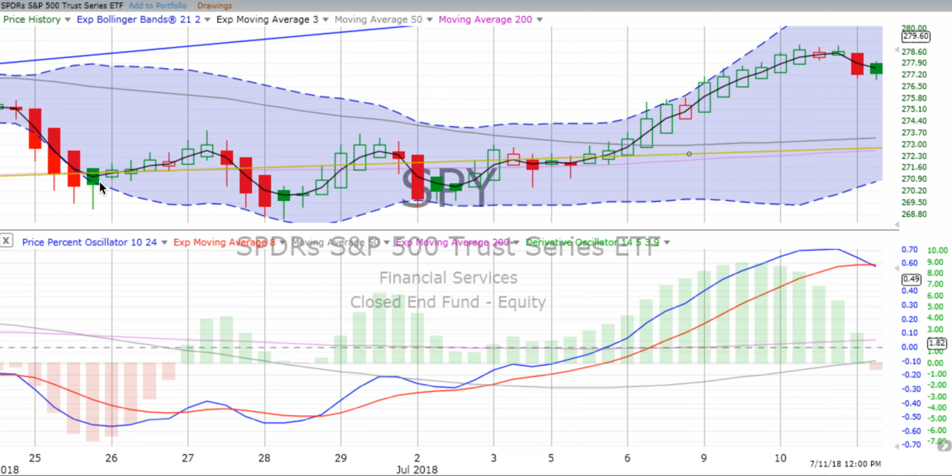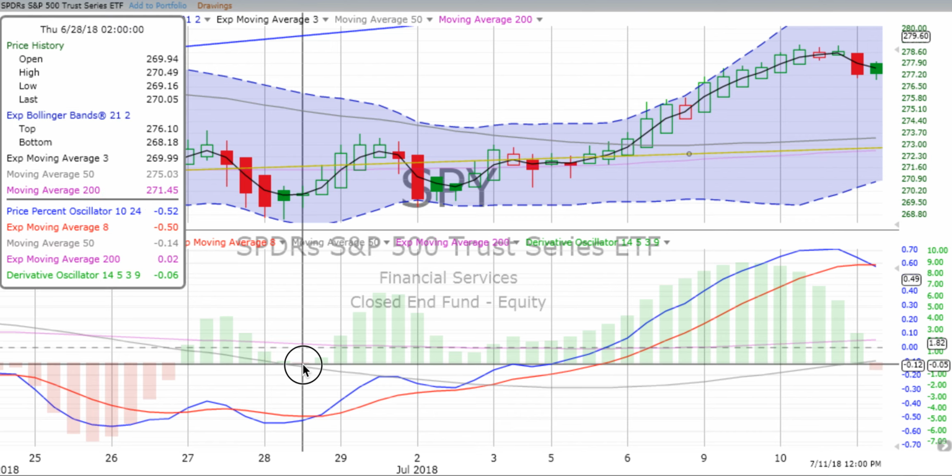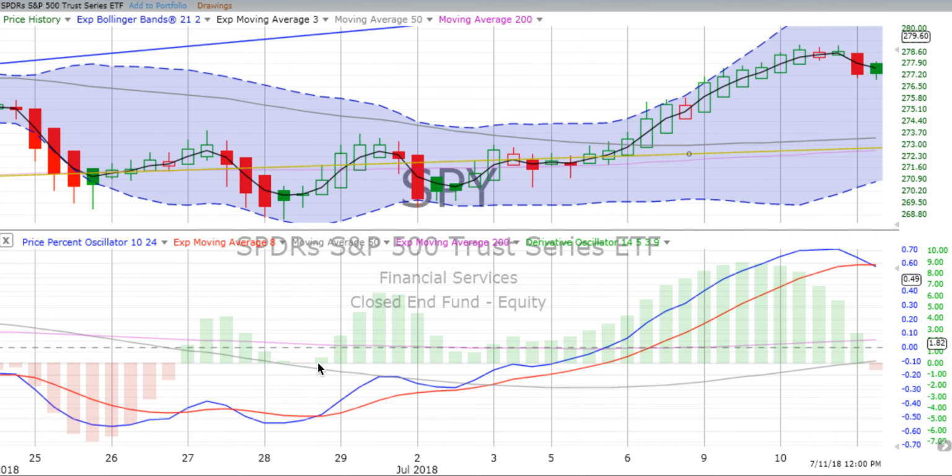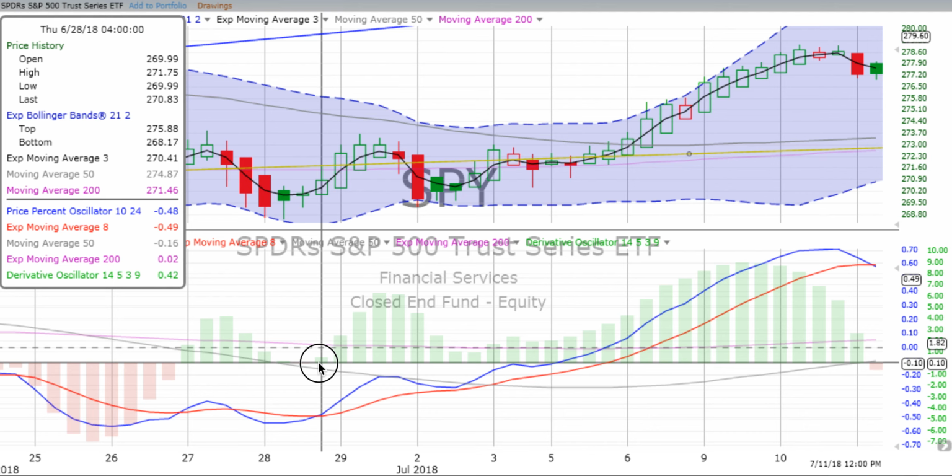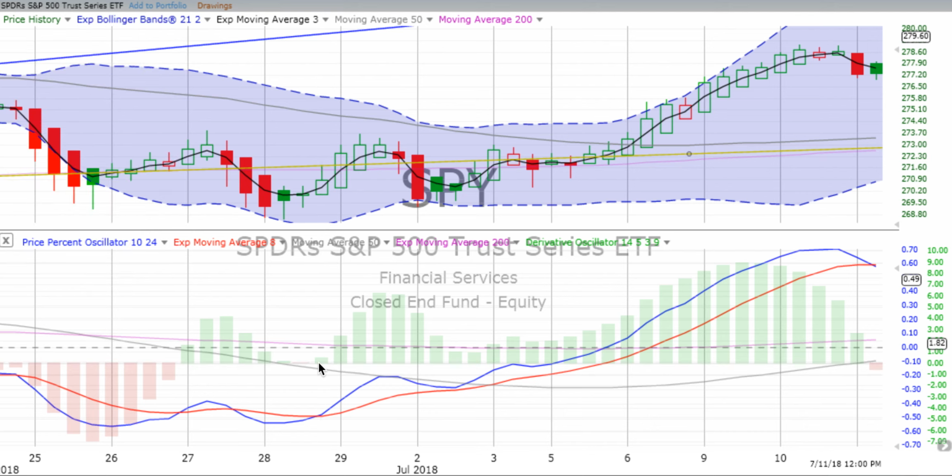But as you see, we have that nice up move between the 26th and halfway through the 27th. Then the market drops, going down. We see the derivative oscillator losing momentum, and it sort of bottoms out, goes a little bit red at 2 p.m. on the 28th. And then all of a sudden it starts to pop up again, crosses over on the price percent oscillator and moves up, and then bottoms again.